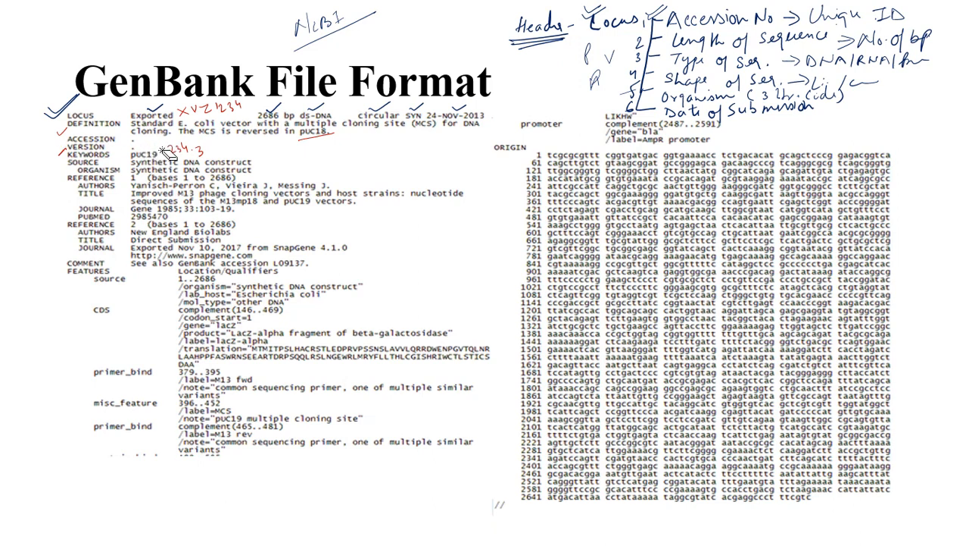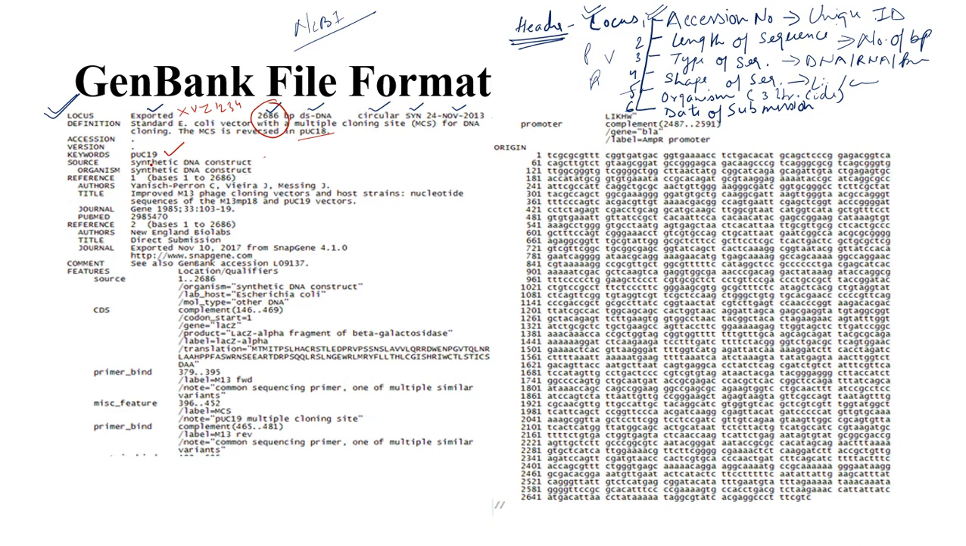Then there is a keyword. So what is the keyword? Whenever we write abstracts, we mention some keywords there. So keyword is the feature that you are going to identify from that. So it's pUC19. Source: synthetic DNA construct. Organism: synthetic DNA construct. Reference 1 to 2686, the complete sequence, is mentioned here. Authors: these two or three authors worked on this.